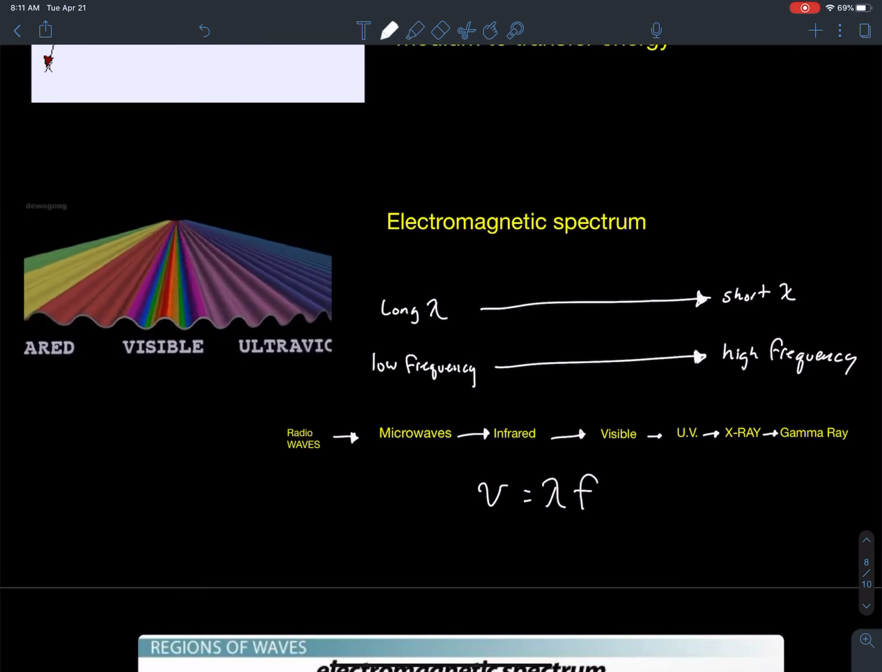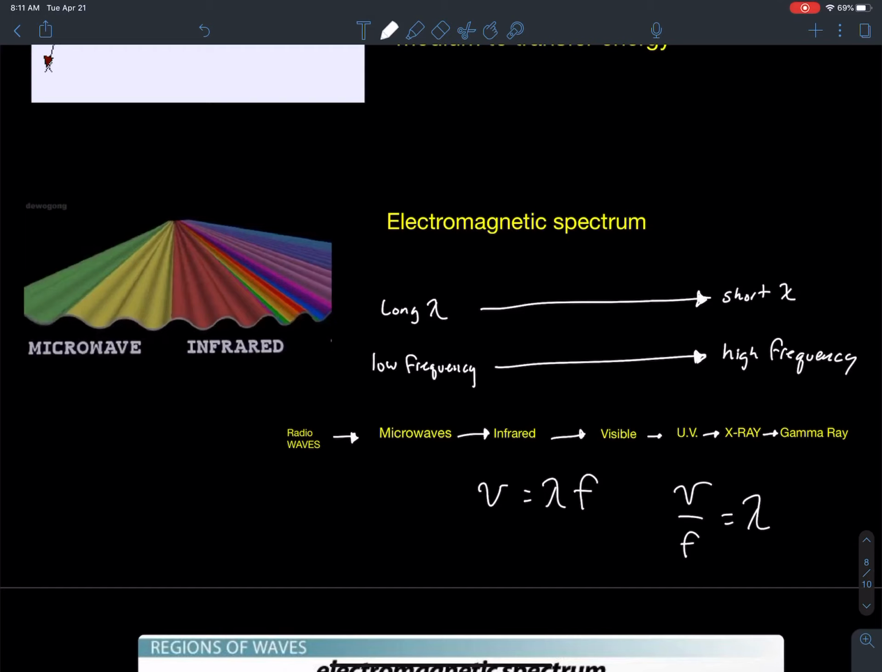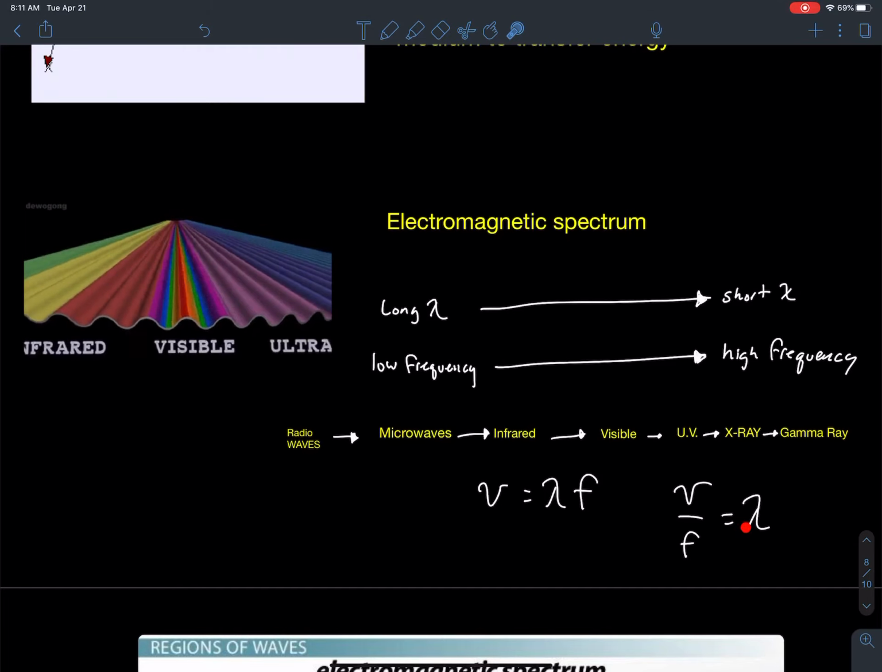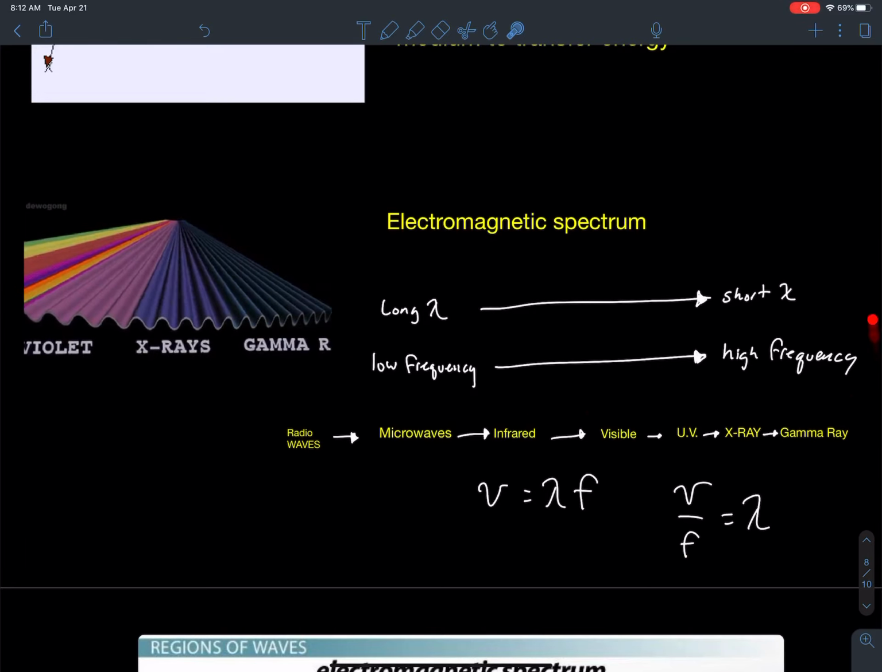is that if I rearrange this equation, the wavelength of a wave is going to be inversely proportional to the frequency of the wave. So the greater the wavelength, the smaller the frequency. The smaller the wavelength, the greater the frequency. And that's what you see being represented here. That's really, really important. So long waves have low frequency. Short waves, like gamma rays, have very, very high frequencies.